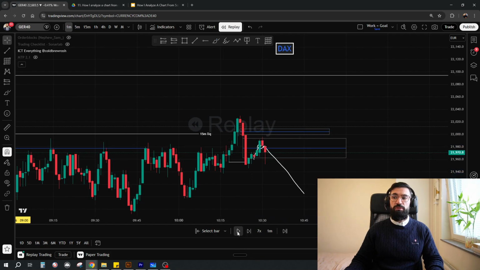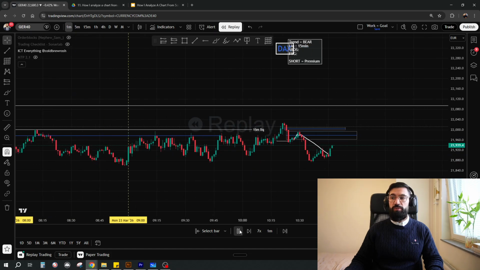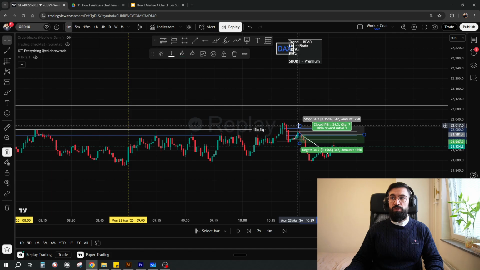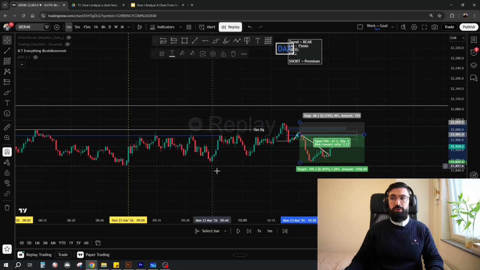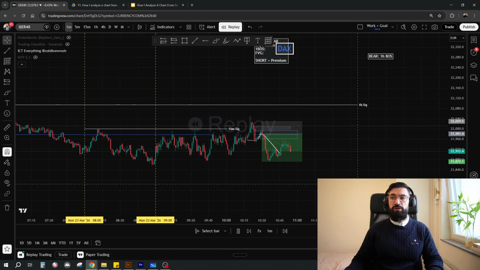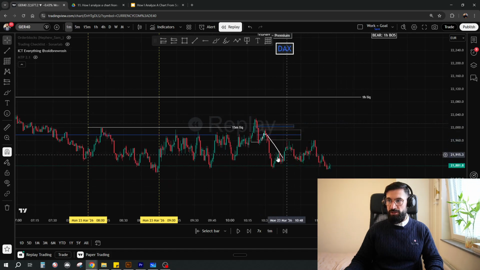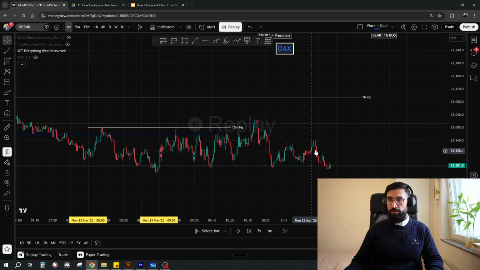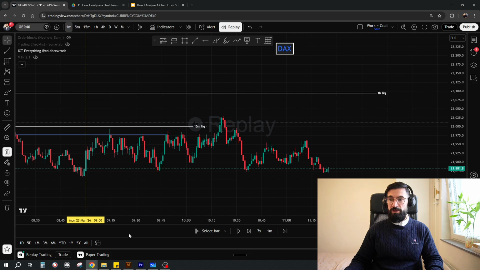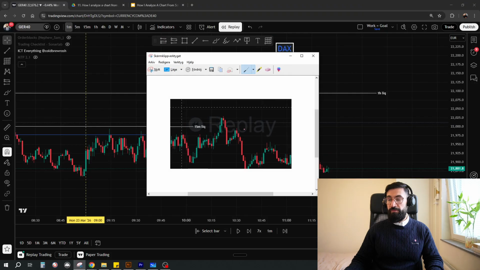This is where I enter, and this is what happened in the market. I enter right here, put my stop over these highs right here, and I take my profit on these liquidities right here, and this is what the market did. To be honest with you, you can basically just screenshot this. If the market does this, take the trade over and over again.